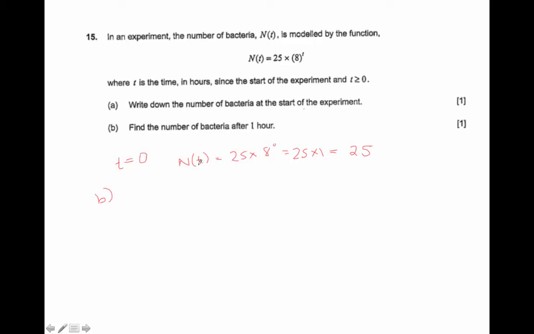Find the number of bacteria after 1 hour. Well, if I change t for 1, that's 25 times 8 to the power of 1. 8 to the power of 1 is just 8. 25 times 8 is 200.